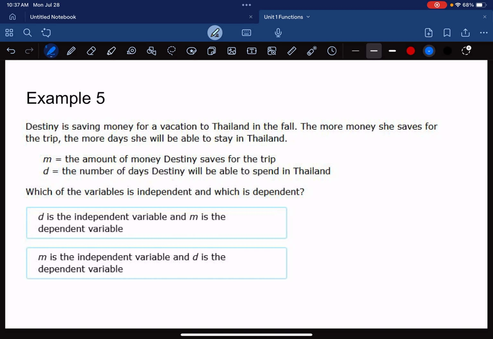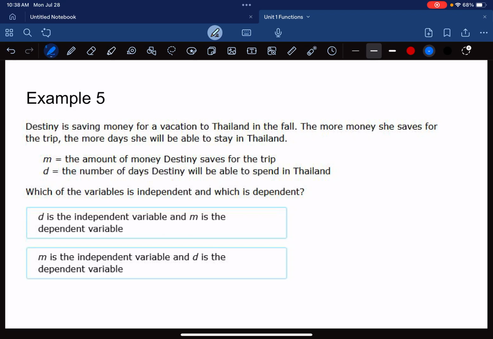So Destiny is saving money for a vacation to Thailand in the fall. The more money she saves for the trip, the more days she will be able to stay. So it sounds like M, the number, is the amount of money Destiny saves, and D is the number of days Destiny will be able to spend in Thailand. Which of them is independent and which one is dependent? So you got to think, which one can she control? Which one impacts the other? Does the money impact the number of days, or does the days impact the money? Which one can she change?